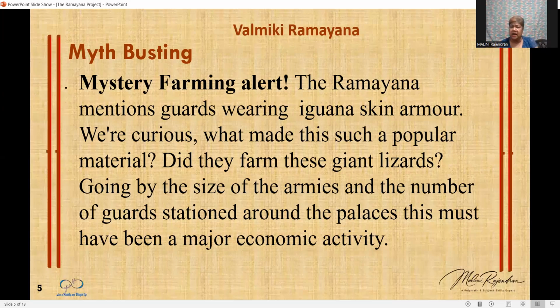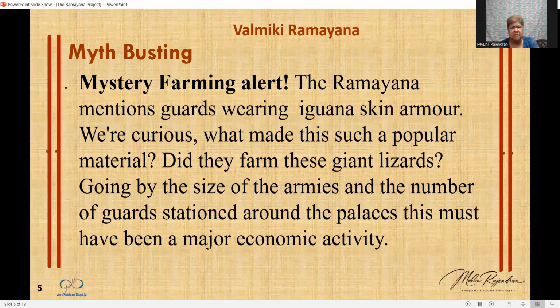In fact, all the guards seem to be using protective arm braces on their hands to protect their palms and their hands and their wrists and their forearms, made of iguana skin. It's interesting to find out what made this material of the iguana skin so popular. I'm sure there was a scientific basis to why the iguana skin was chosen.